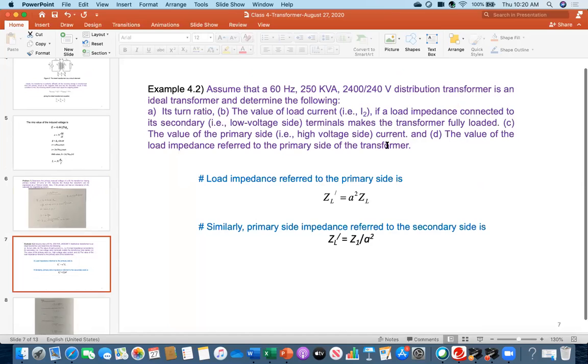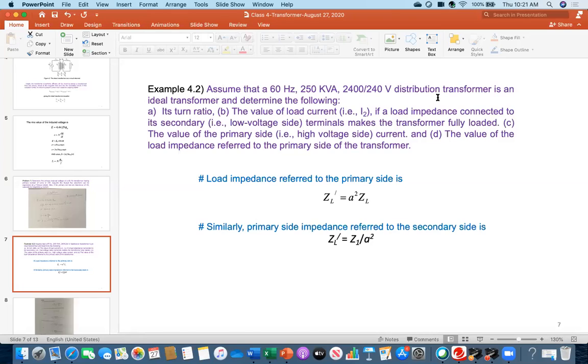Now everybody see another problem. Gradually we will go a little bit more complicated. After this one, there will be another complicated problem I will be discussing today. Everybody see, this is another example. Assume a 60 Hertz, 250 kVA, 2400/240 distribution transformer.